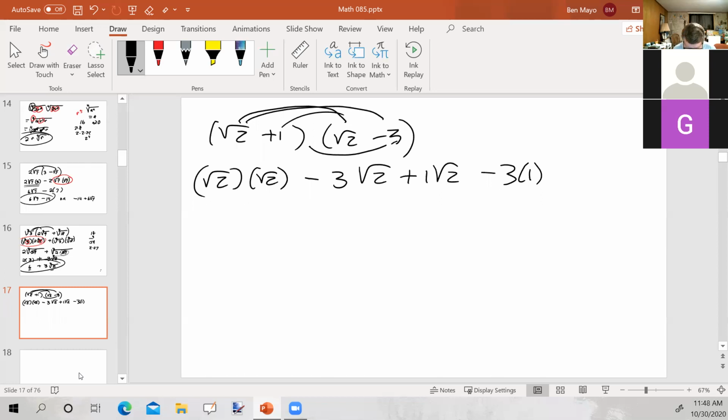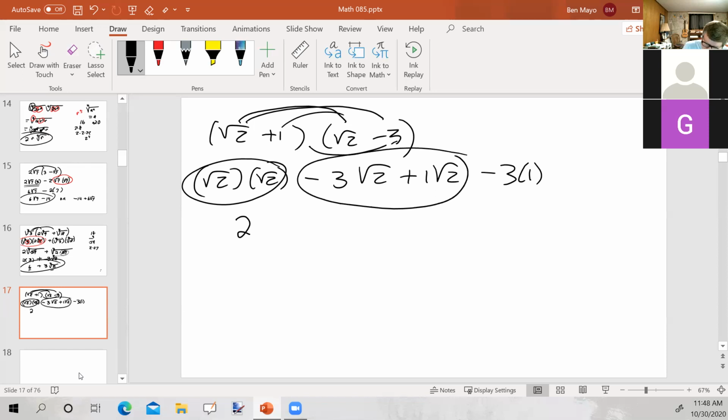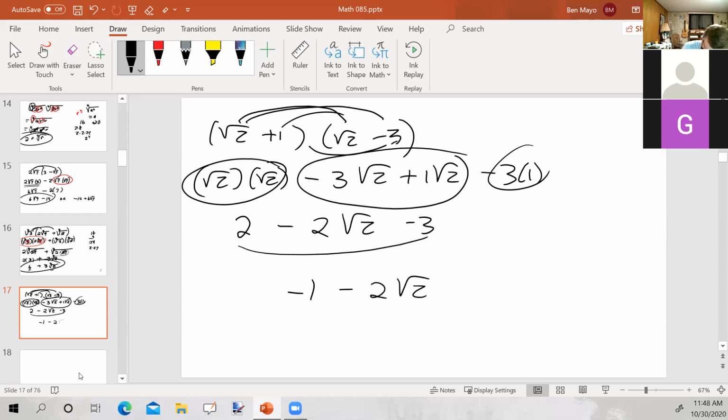Any questions so far? No. All right. What's that? 2. Are those like terms? Yes. So I'm going to have minus 2 square roots of 2 and then minus 3. So then I'm going to get what? Negative 1 minus 2 square roots of 2. Or negative 2 square roots of 2 minus 1 if you wanted to switch them around. All righty. Yep.